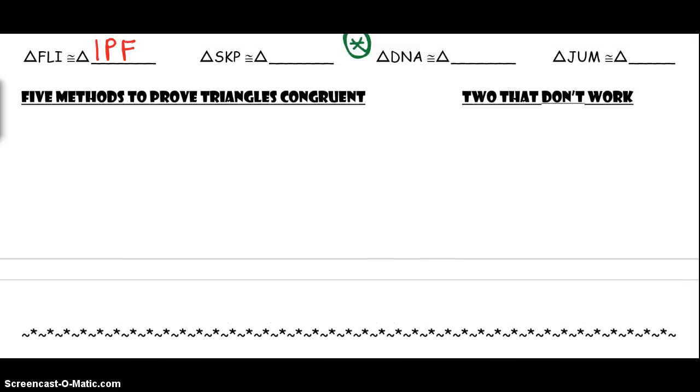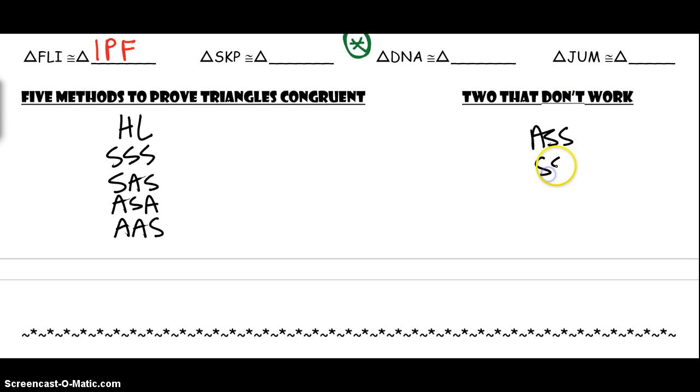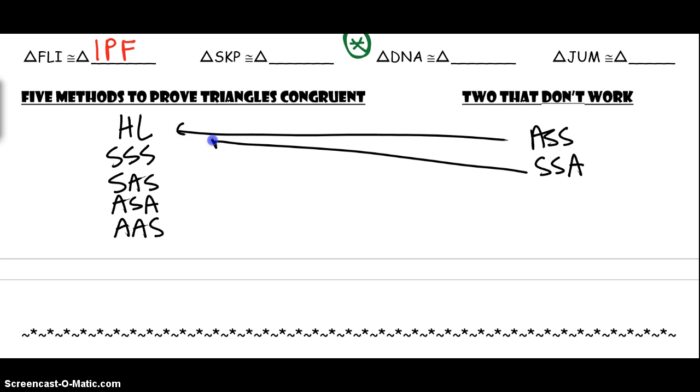So let's move down here. Again, 5 methods to prove triangles congruent. What are they? Well, we just talked about HL. We've also got side, side, side. We have side, angle, side, and angle, side, angle. And the last one is angle, angle, side. 2 that don't work. Please don't try to use ASS or SSA, okay? Those are the 2 that you cannot use. These 2 hint back to HL, okay? So as long as you have a right triangle, they will turn into HL, all right?